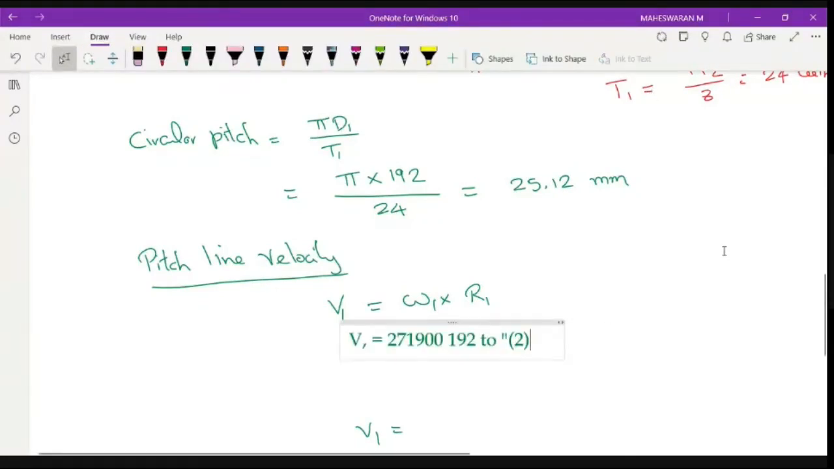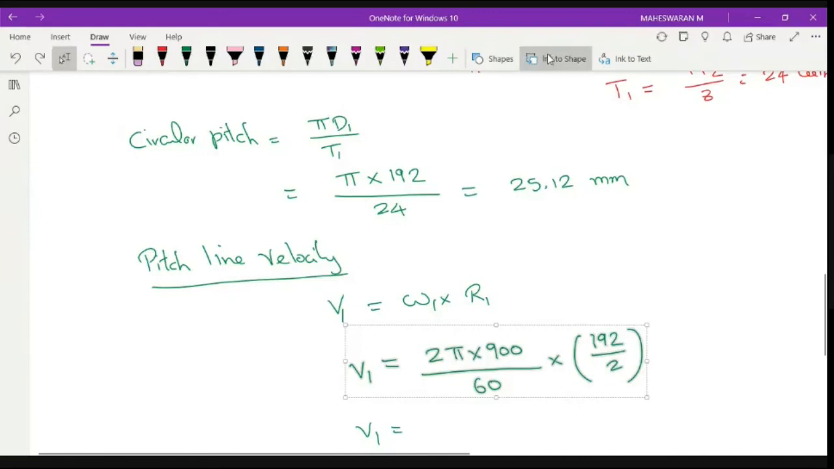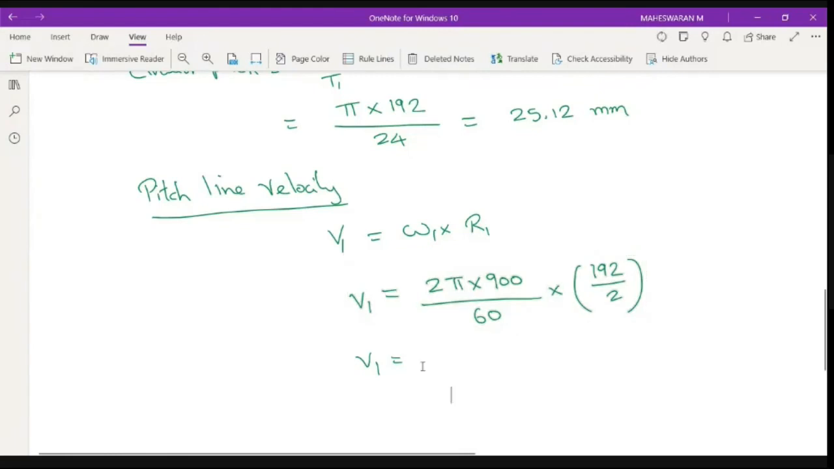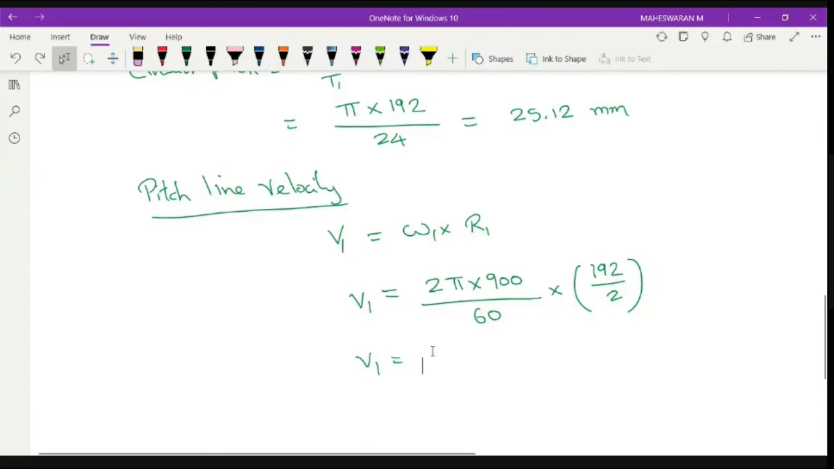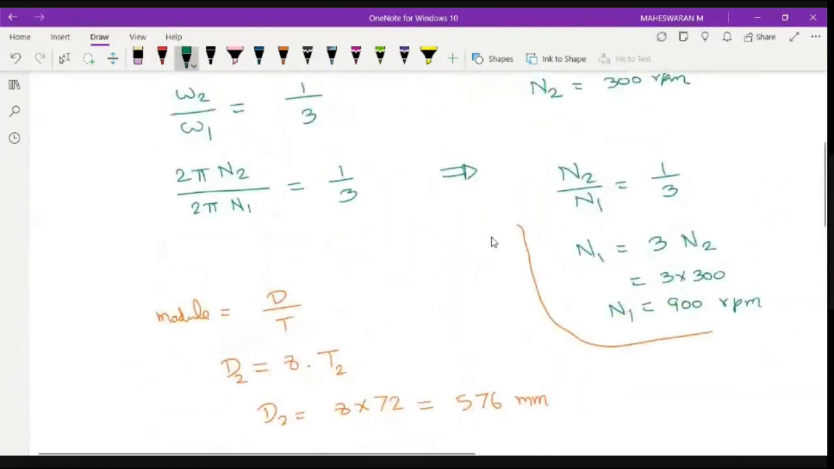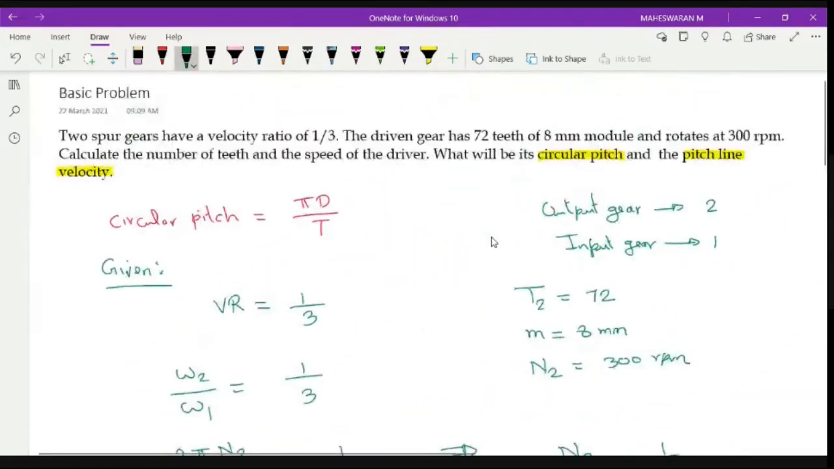It is 9.047 meter per second. You can also identify omega 2 into R2, and you will get the same thing. Omega 2 will be a lesser value and R2 will be a greater value, so the result will be the same.